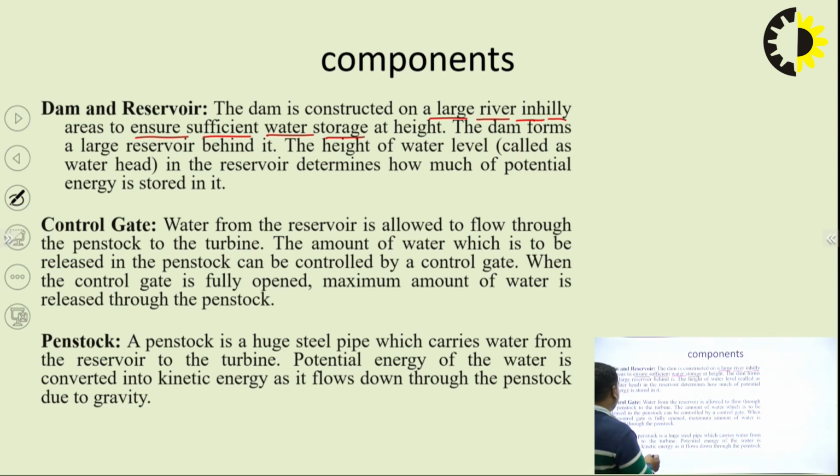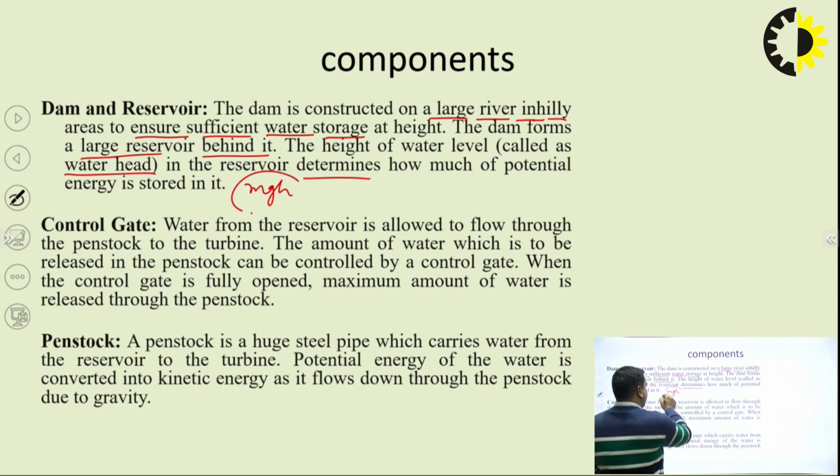The dam forms a large reservoir behind it. The height of the water level is called the water head. If we are going to increase the speed of the turbine, then we have to increase the height of the head in the reservoir, and that determines how much potential energy is stored in it. We know that mgh, as h increases, the total potential energy increases.